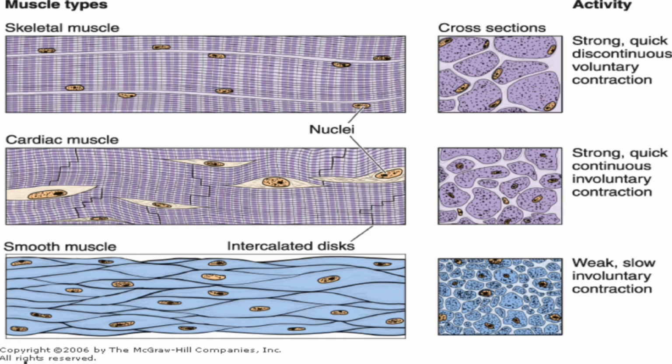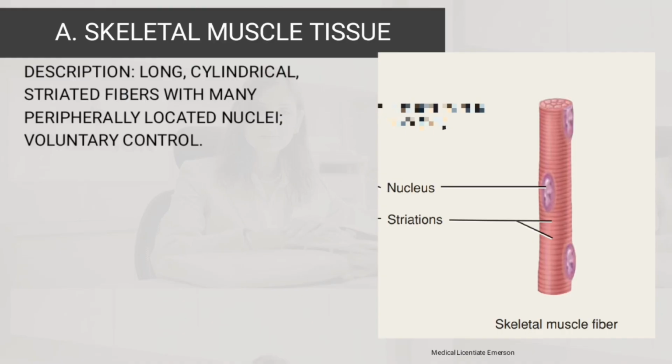So the muscle types we have talked about are skeletal, cardiac, and smooth muscle. In terms of their activity, skeletal muscle has strong, quick, discontinuous voluntary contraction. Then cardiac muscle has strong, quick, continuous involuntary contraction. Then smooth muscle has weak, slow involuntary contraction. But let's now talk about them in specific detail.